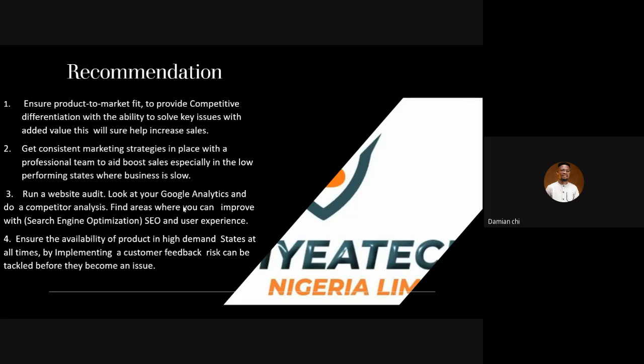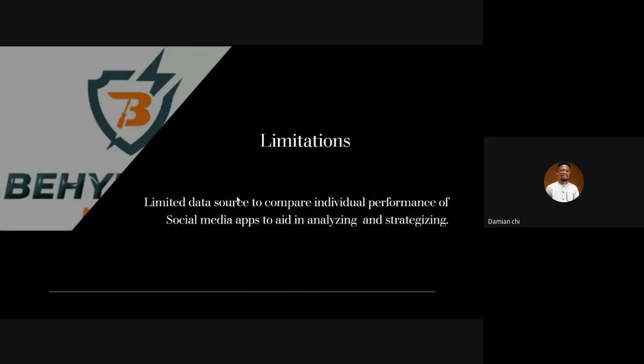Three, run a website audit, look at your Google Analytics and do a competitor analysis. Find areas where you can improve with search engine optimization, SEO, and user experience. Four, ensure the availability of product in high demand states at all times by implementing customer feedback, so risks can be tackled before they become an issue. And limitation, limited data source.